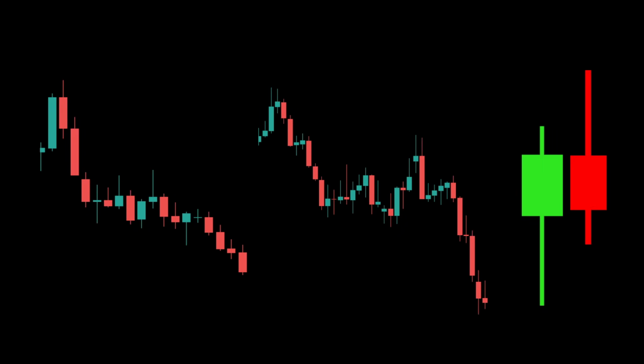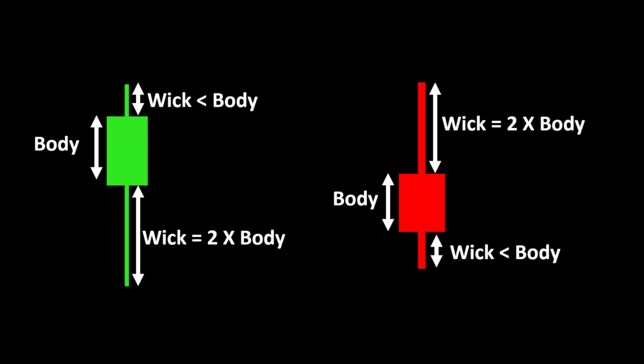A pin bar usually shows that price was rejected at a certain level, and in the right context, it can be a strong signal to enter in the direction of the trend. The detection rules are simple. A pin bar is identified when one of the wicks is at least twice the size of the body of the candle. The body must also be smaller than 33% of the total candle range. So we're trying to avoid very short bodies. And the smaller wick must stay below the size of the body as well.